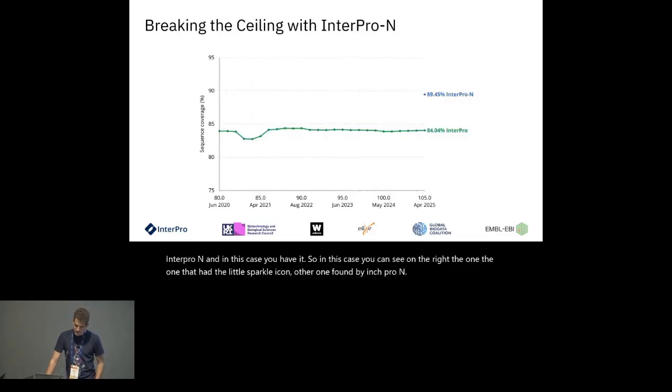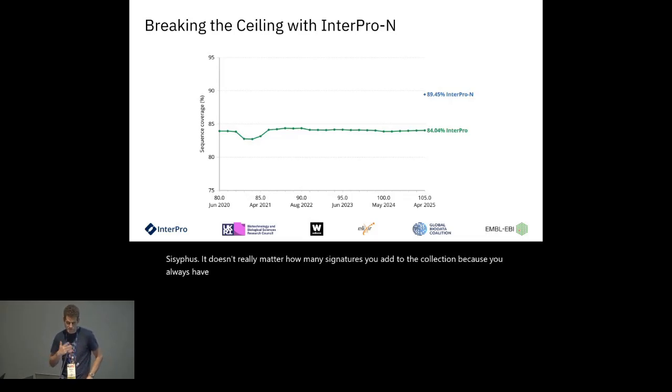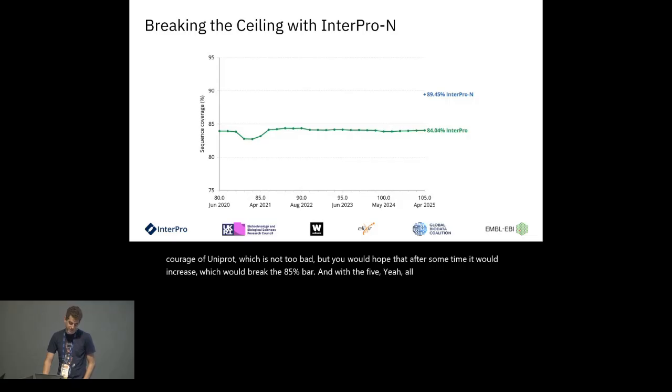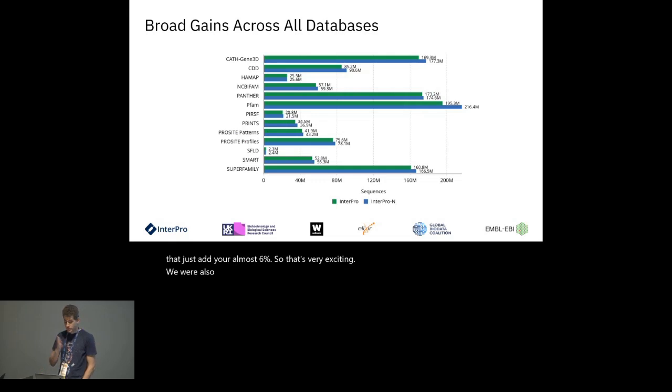When you look at the coverage, or in this case more the non-evolution of the sequence coverage in InterPro, it feels a bit like the myth of Sisyphus. It doesn't really matter how many signatures you add to the collection, because you always have new sequences. So you're always stuck at this 84% coverage of UniProt, which is not too bad, but you hope that after some time it will increase, or break the 85% bar. Over the past 5 years, we're stuck at 84%. And then suddenly you have this deep learning model that just, boom, adds almost 6%. So that's very exciting.